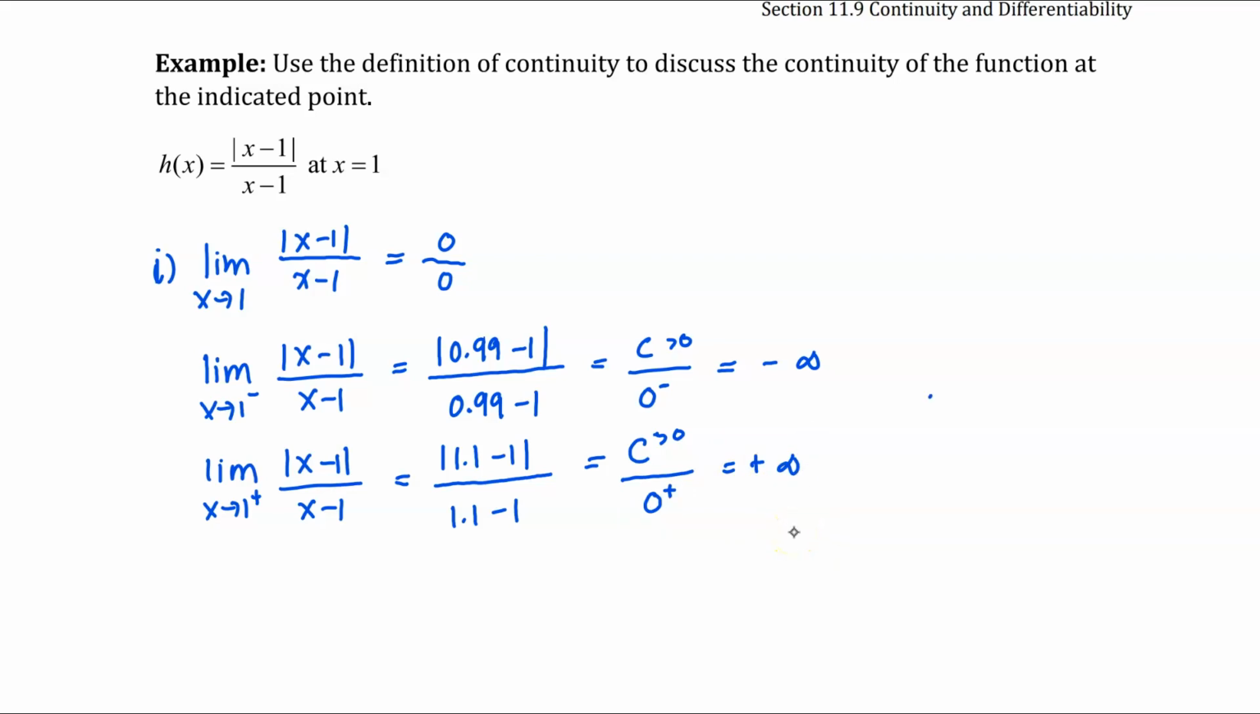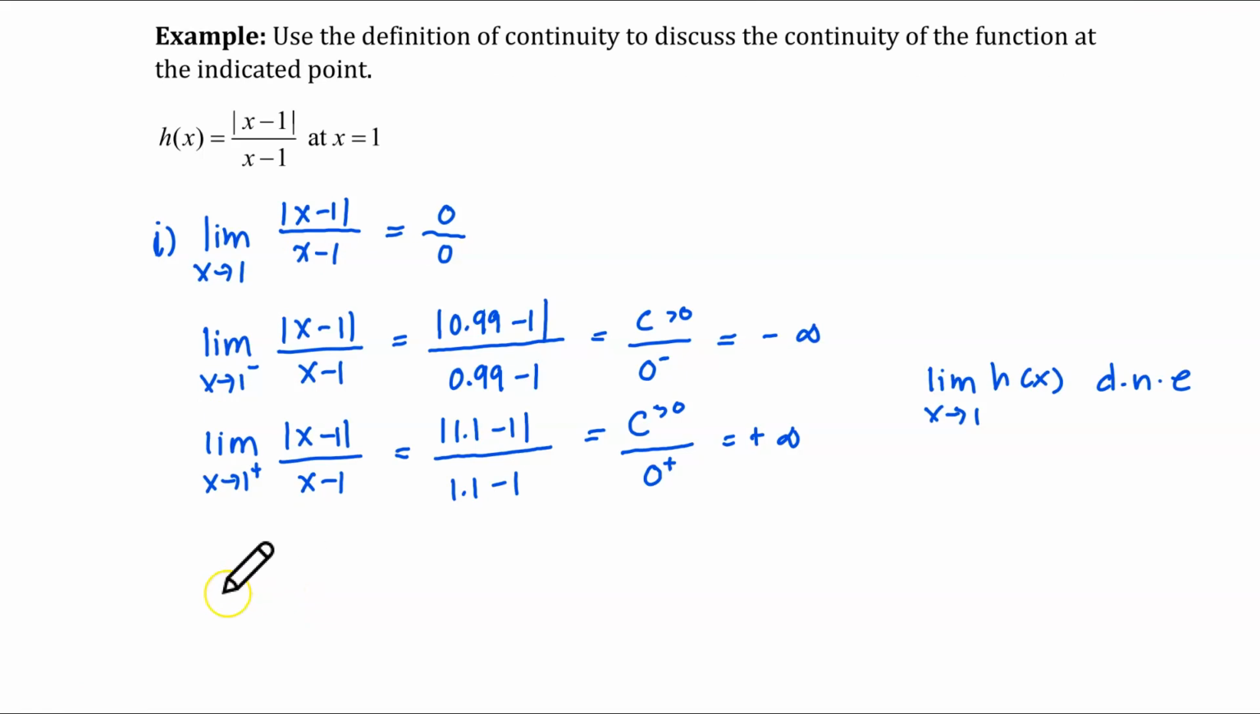So you get a positive infinity. From here, we say that the limit of the function h of x as x approaches 1 does not exist. And since the limit does not exist as x approaches 1, then we say that h of x is discontinuous at x equals 1.